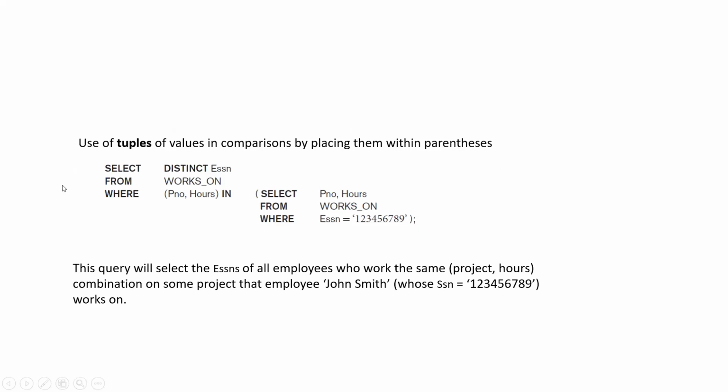Let's have another example. Select distinct ESSN from works on, where (P number, hours) in (select P number, hours from works on where ESSN equals 1, 2, 3, 4, 6). This ESSN is the ESSN of John Smith. Actually, this query selects the employee SSN of all employees who work on the same project and hours combinations on the projects that employee John Smith works on.